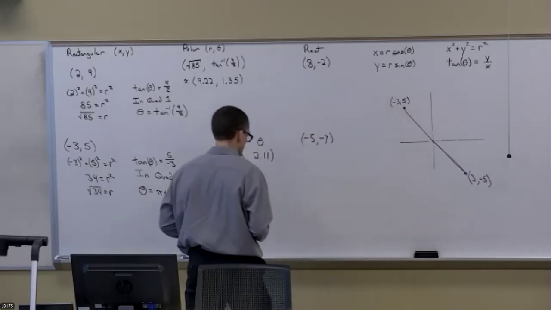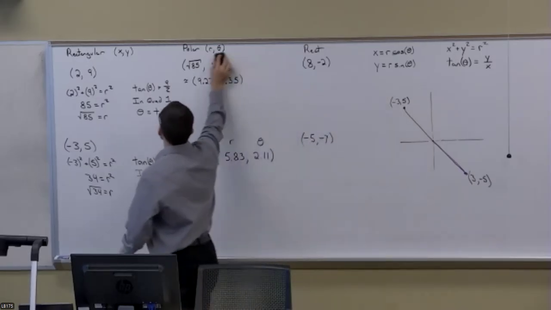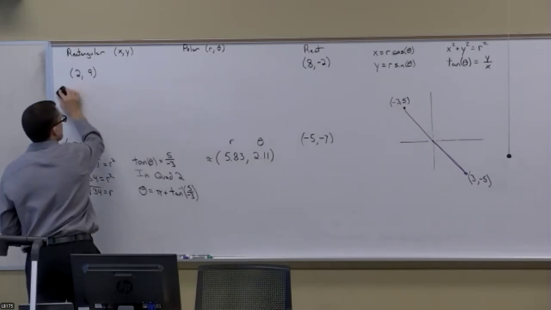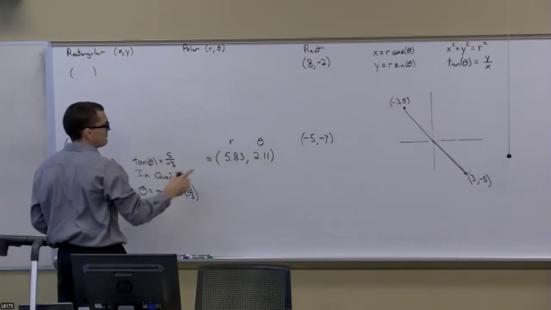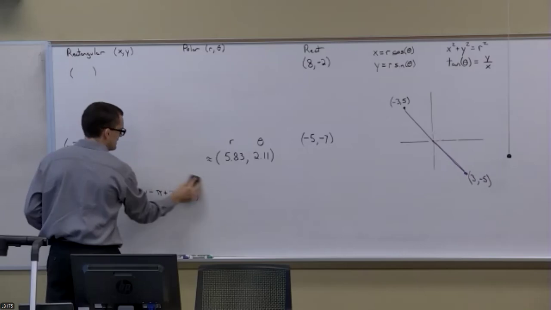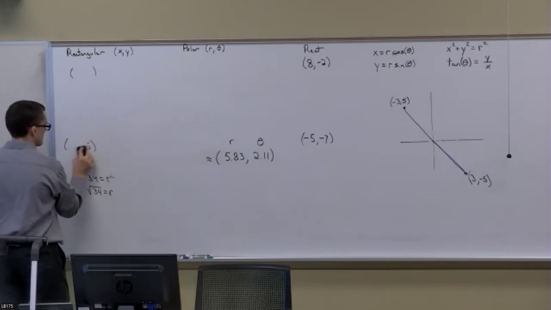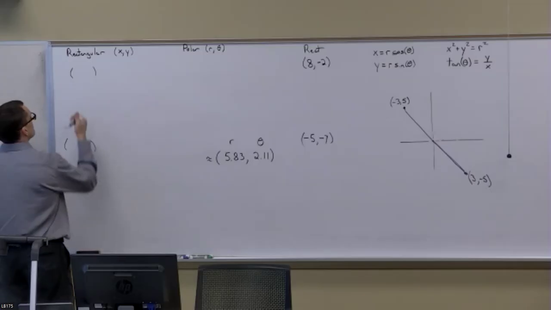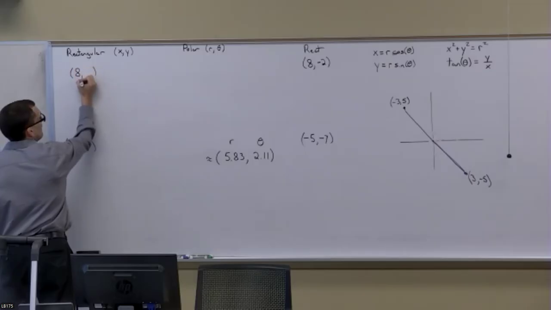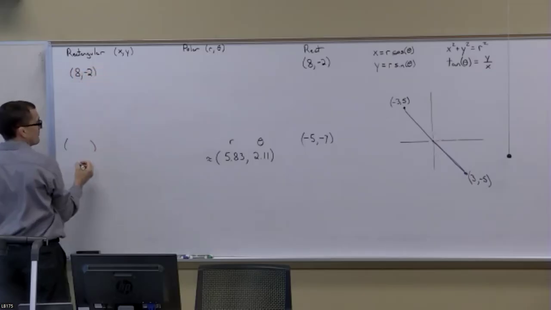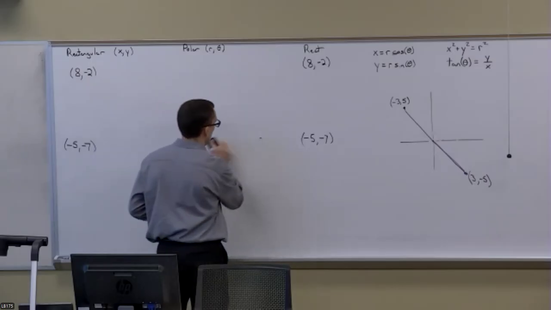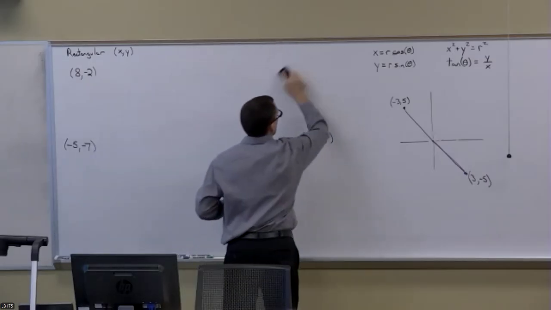All right. I'm going to erase this, and I want you to try to do the same thing for these next 2 points, 8, -2, and -5, -7. So we have 2 rectangular points, and we want to convert those into polar points. Try that on your own. Get the R and theta for each.